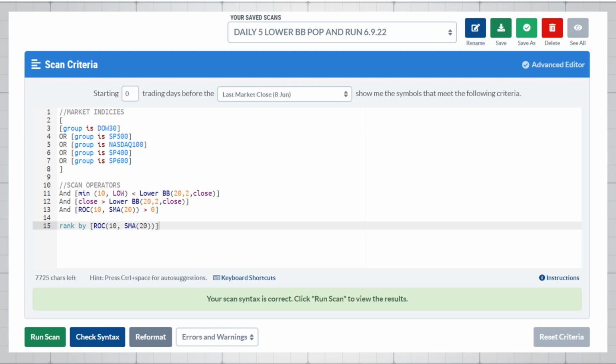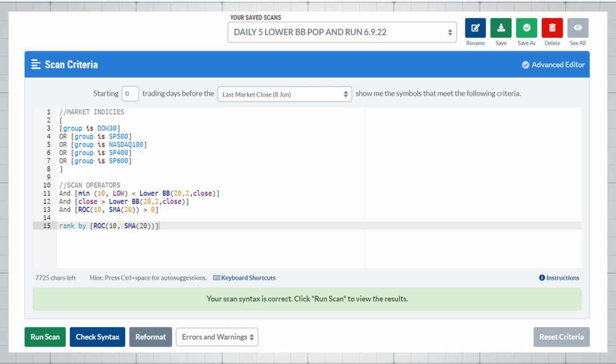So we also now want our current close to be greater than the lower band. So we had a low below the band sometime during the last 10 days, and now we have a close greater than the lower band. So, pop back above the band. We're also going to insist that our simple moving average, which is the middle line of the Bollinger Band configuration, over the last 10 periods has a positive rate of change. In other words, the value of the SMA 20 today is greater than it was 10 periods ago.